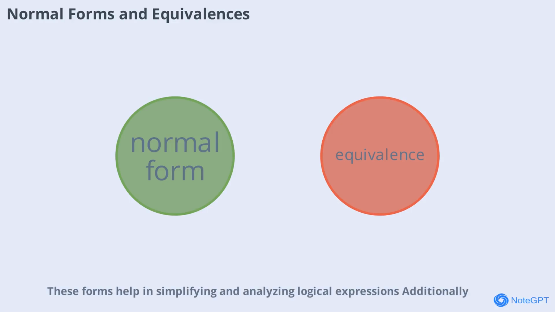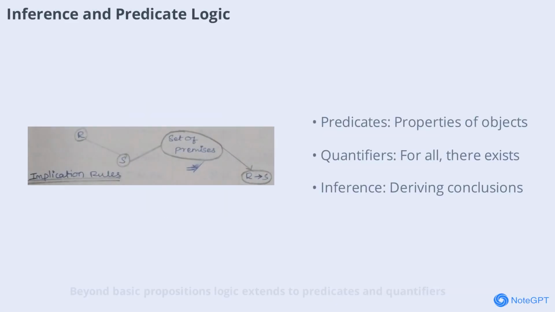Additionally, there are important equivalence laws such as De Morgan's laws, which relate conjunctions and disjunctions through negation. For example, the negation of P and Q is equivalent to not P or not Q. Understanding these normal forms and equivalences is crucial for logical reasoning, proof construction, and problem solving in mathematics and computer science.